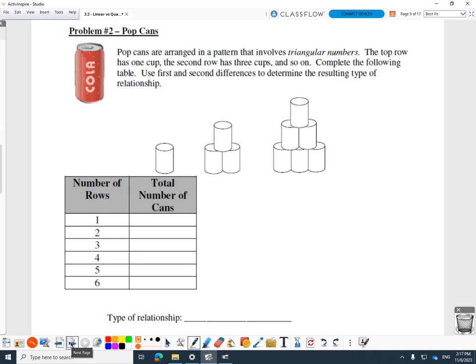Have you ever done this with pop cans? Tried to make a tower of pop cans? Yeah. All right. Pop cans are arranged in a pattern called triangular numbers. It actually has a name.